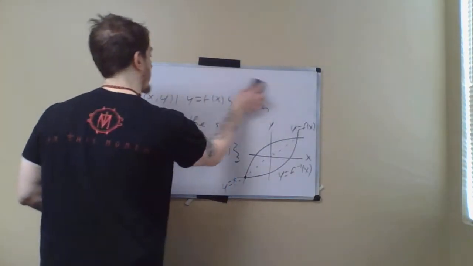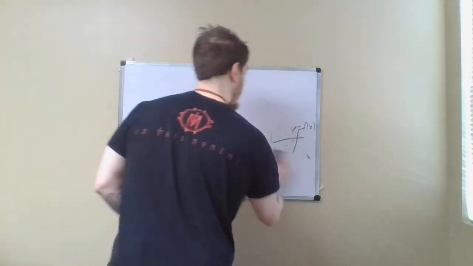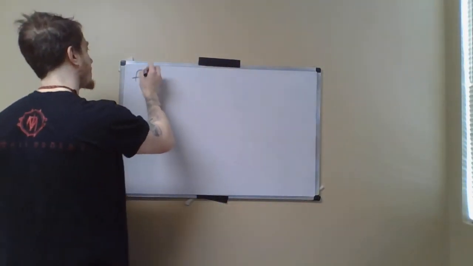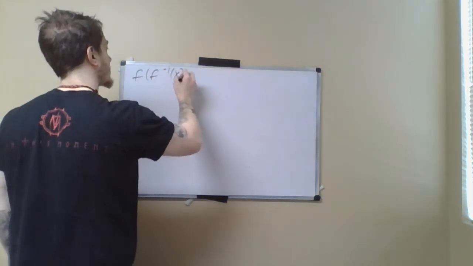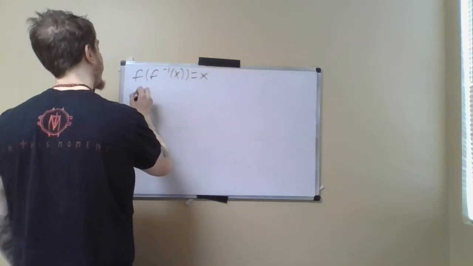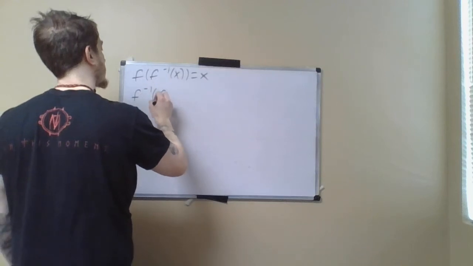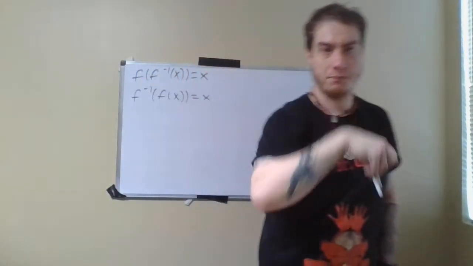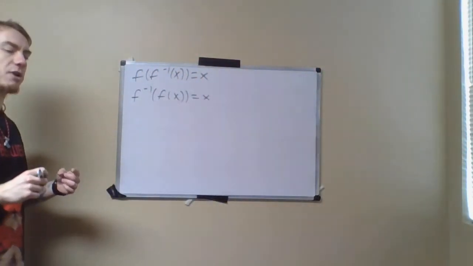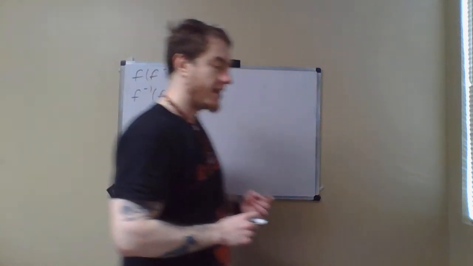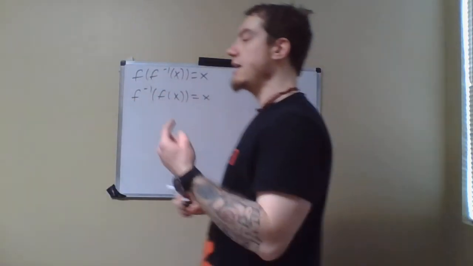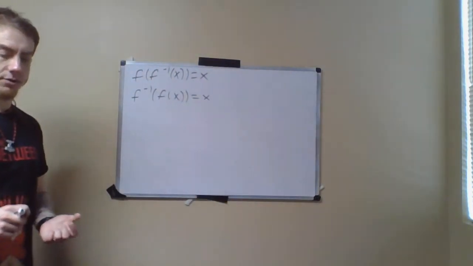Now, the important properties of inverse functions are going to be that f composed with f inverse of x is equal to x, and f inverse of f of x is equal to x as well. Notice also that when we do the inverse, it switches the domain and the range. So if I know the domain of f, that is going to be the range of f inverse. If I know the range of f, that's going to be the domain of f inverse.